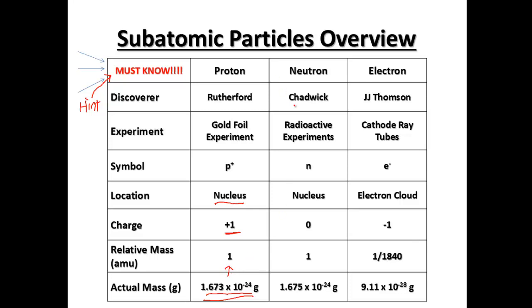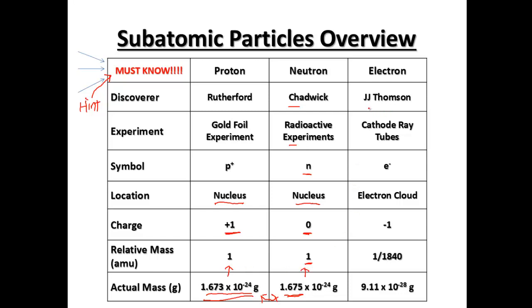Now for neutrons, Chadwick, radioactive experiments, symbol for neutrons is just the letter N. They're also located in the nucleus. The charge of a neutron is neutral. There's no charge, so it's 0. Relative atomic mass, AMUs, also at 1. They're very close to the mass of the proton. Basically the same, so they're both given the mass of 1.